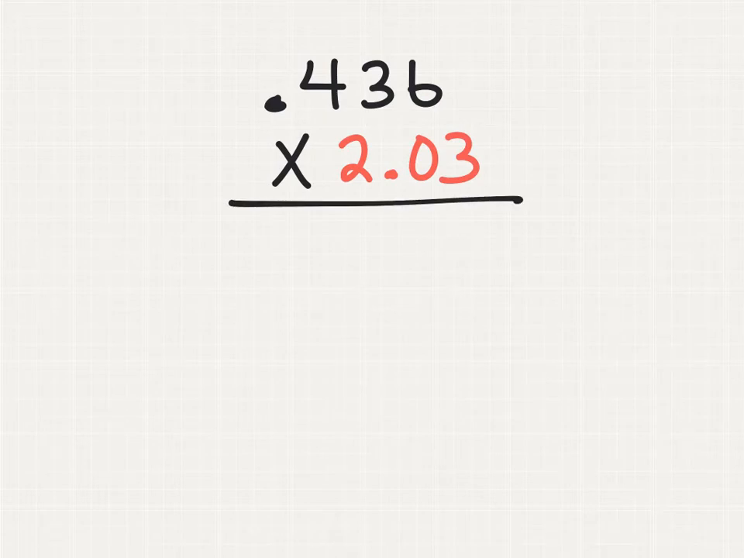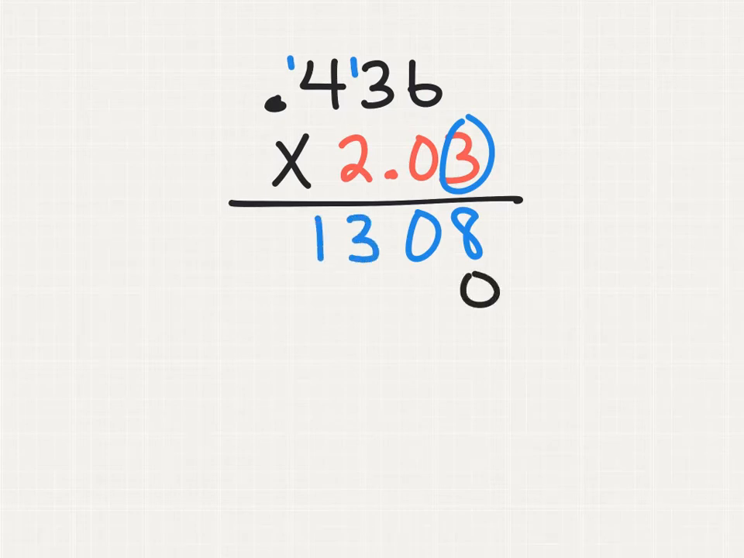I'm multiplying 436 times 203. When I get to my product, I'm going to come back to my factors to count digits to the right of the decimal. So I'm going to start here with the 3. 3 times 6 is 18. 3 times 3 is 9, plus the 1 is 10. 3 times 4 is 12, plus the 1 is 13.